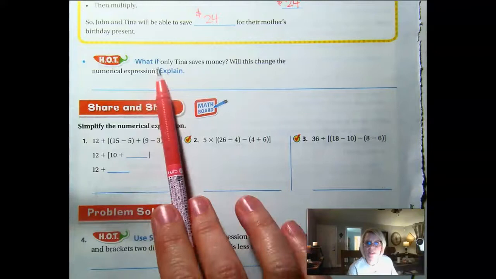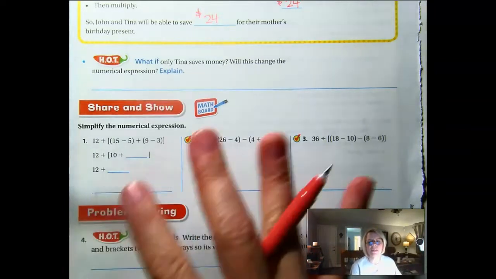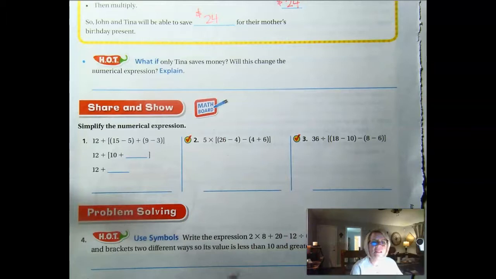Oh yeah, here it says, what if only Tina saves money? Would this change the expression? Well, of course it would. I mean, words would change, right? But let's just practice. That's the biggest thing here. We need to practice how you solve these correctly.